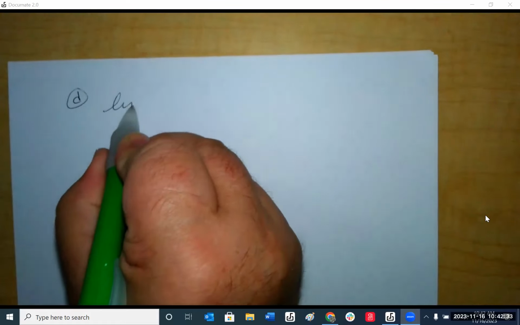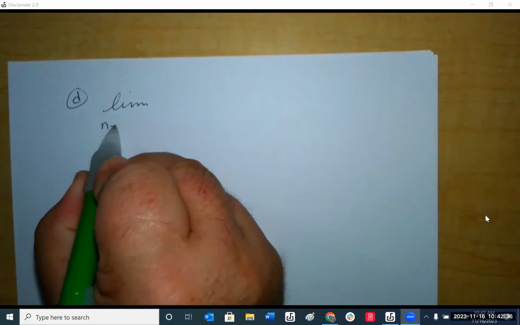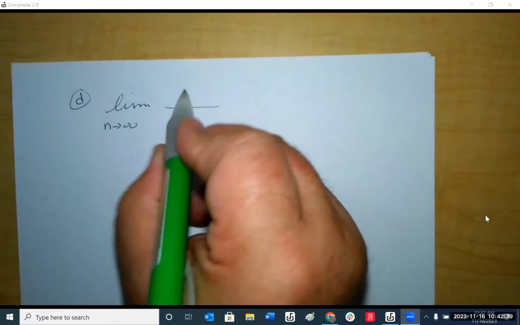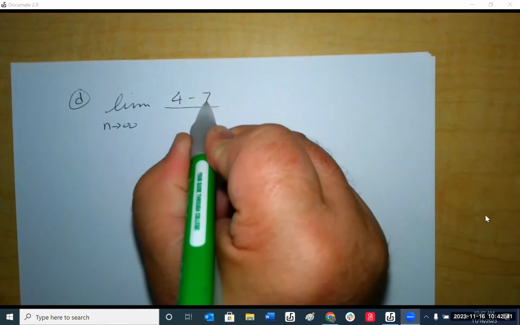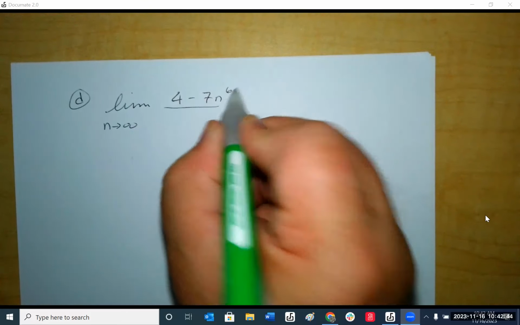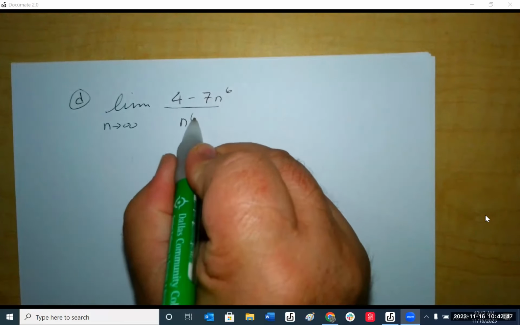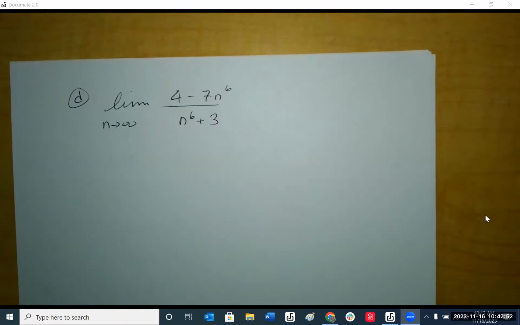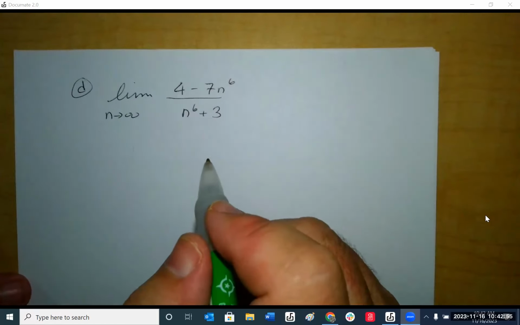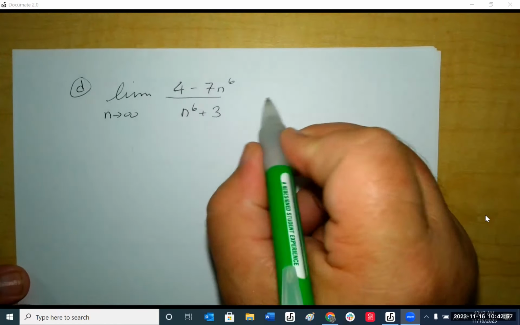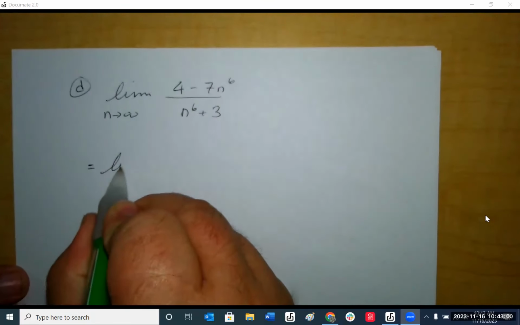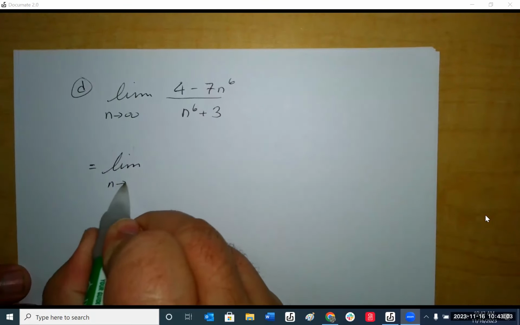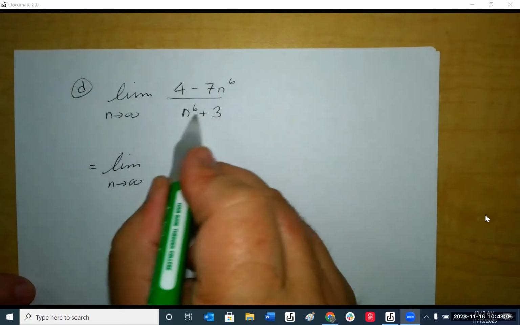And the last one, b, is the limit as n approaches infinity of (4 minus 7n to the 6th) over (n to the 6 plus 3). With this type of equation, if we divide each of the terms by the largest denominator, or largest exponent.